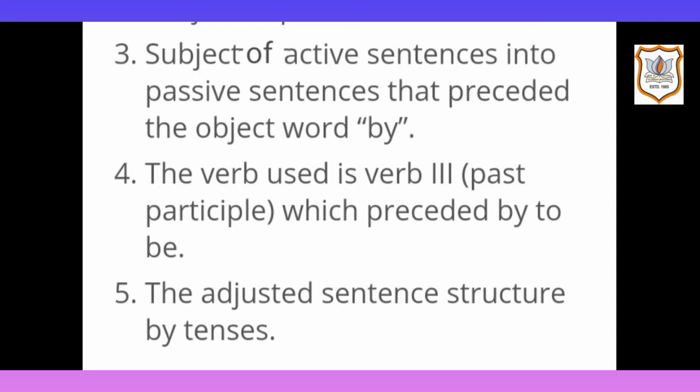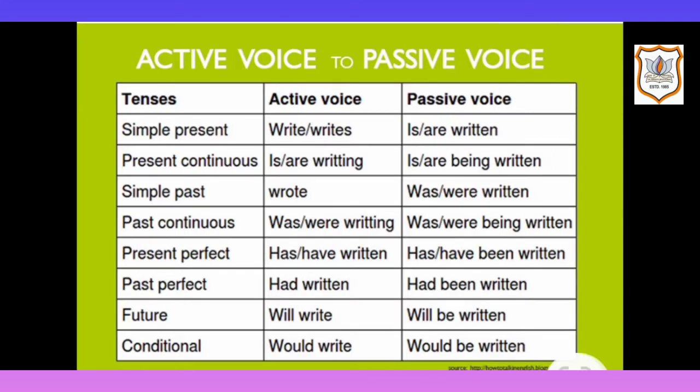And the fifth rule is to adjust the sentence structure by tenses. So we have to change the tenses also. Let us understand how we will change the tenses. First, let us see simple present tense. In an active sentence, the verb will be in the V1 form, that is the base form, write or writes. It will change to is or are written. Written, as you know, is the past participle, that means the V3 form of the verb.